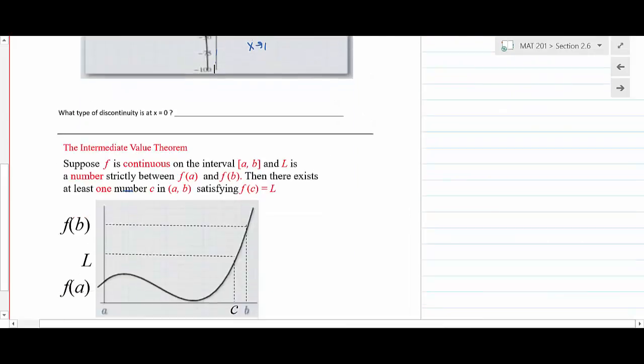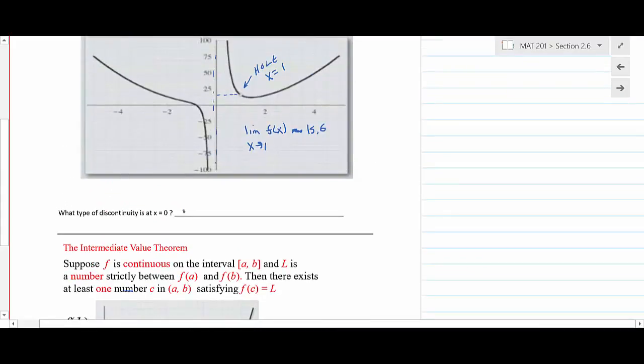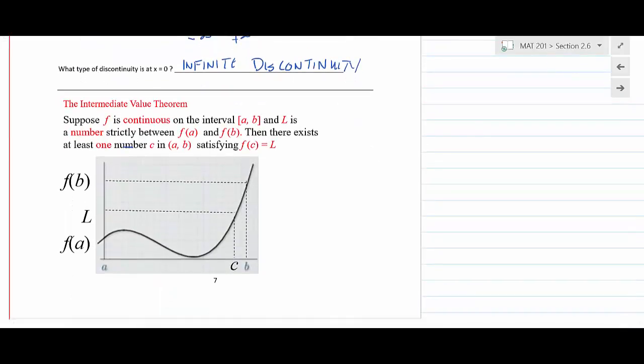Okay, so the type of discontinuity at x equals 0, the one that has an asymptote, we would call an infinite discontinuity. That's as the limit approaches -infinity from the left, and +infinity from the right. Okay, now we're going to go on to the intermediate value theorem.